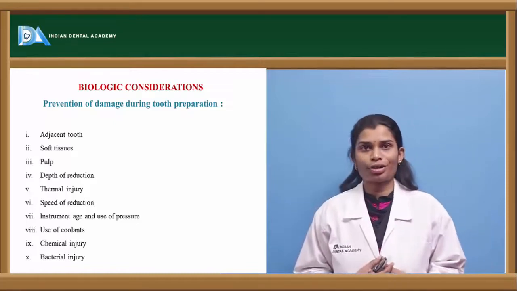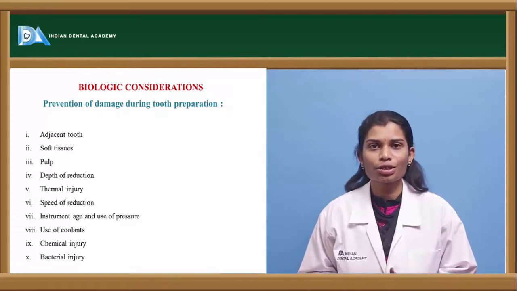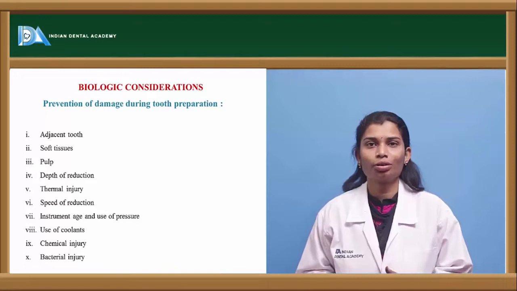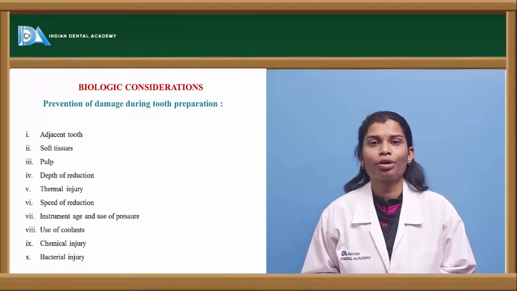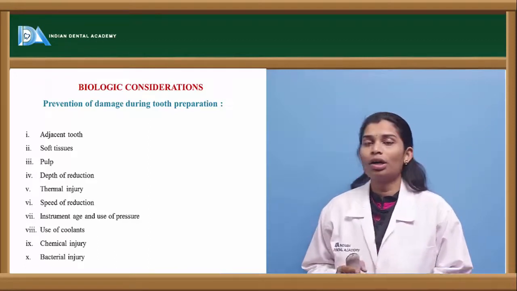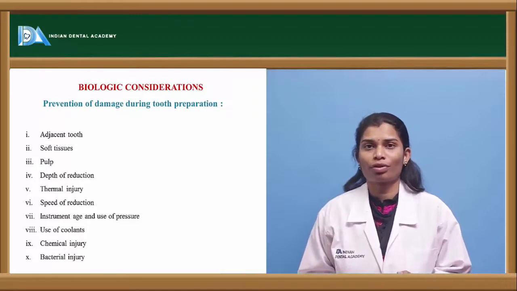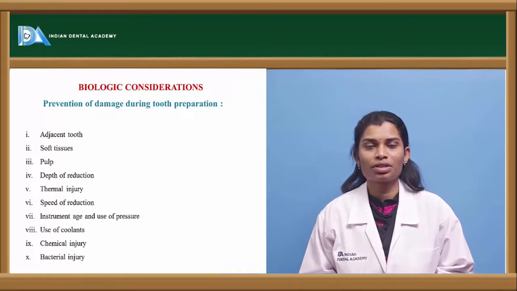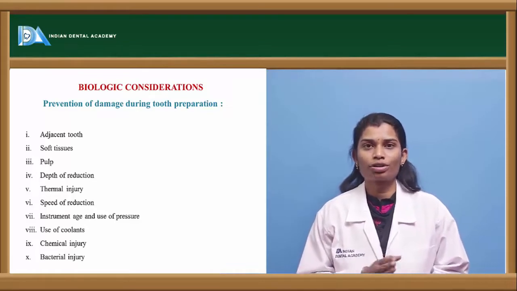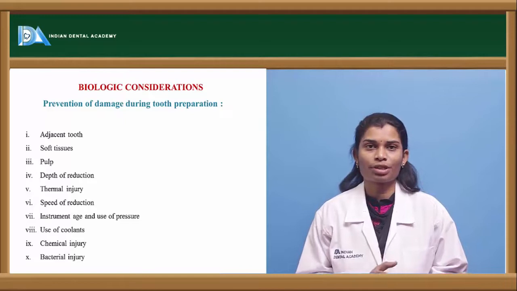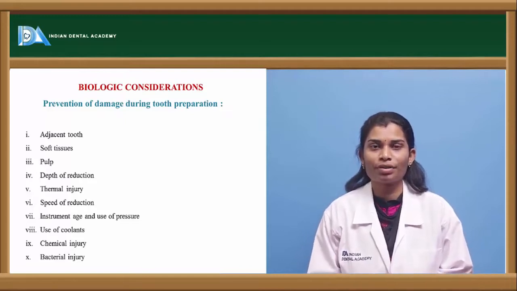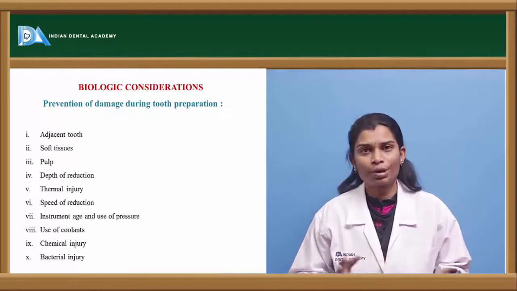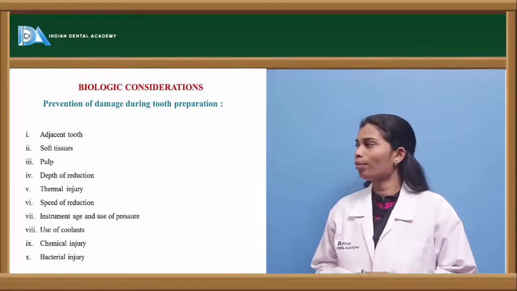Coming to pulpal protection. During preparation, due to the high speed, there might be thermal injuries to the tooth. In such cases, you have to take care during preparation, which includes correcting the speed of rotation. There shouldn't be any continuous preparation. You have to prepare for 5 seconds and then give a break. So there should be pulsations in preparation, every 5 seconds you give a break. This helps in dissipation of heat, and also use a proper coolant.